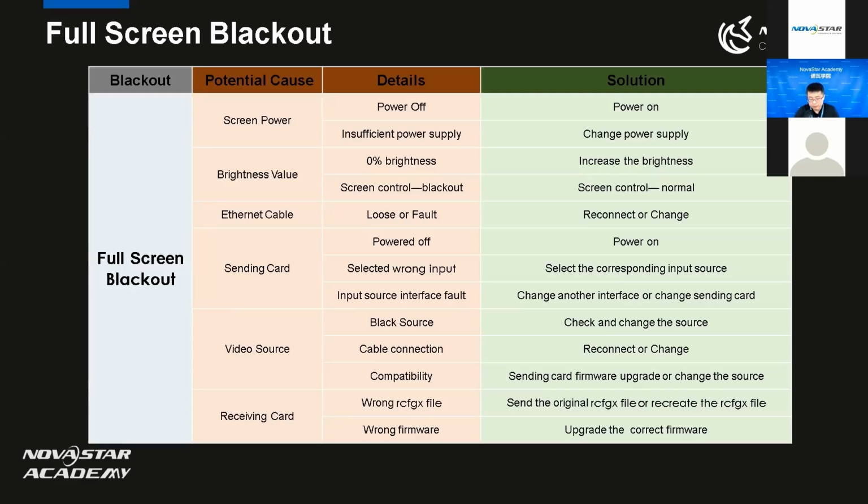Because you may feed in HDMI, DVI, and SDI, but what you want to put on your LED screen is only HDMI, but you select the DVI as input source. In this case, the screen would be totally black. So try to check if you have the correct selection of video source.